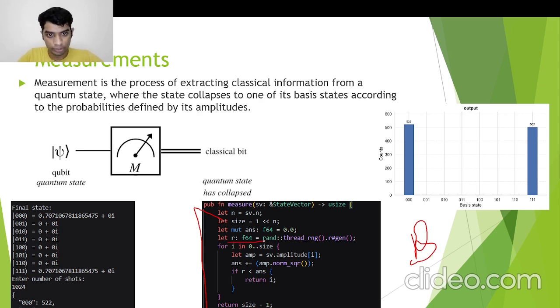a random decimal R is chosen between 0 and 1, and for every choice of R, we get one state, and the other states of the state vector are collapsed. For example, in this GHZ state, we can see that 522 times 000 appears and 502 times 111 appears, and this is the corresponding graph.